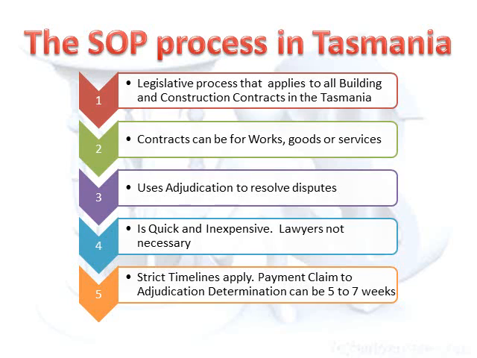There are strict timelines imposed by the legislation, and failure to meet those timelines has significant repercussions. The purpose of these strict timelines is to keep costs down and ensure any dispute is resolved quickly. It takes about 5 to 7 weeks from the issuing of the payment claim to the making of a determination by the adjudicator.